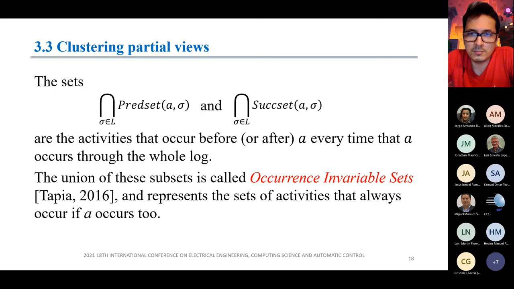If the predset of A keeps the activities that always occur before A in a trace, then intersecting the predsets of all the traces, we get the activities that occur before A through the entire log. And the same can be done with the subsets. The union of these sets is called occurrence invariable sets and represents the set of activities that always occur when A occurs, some before, some after, but their presence is implied by the presence of A.